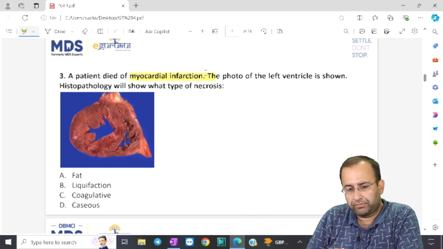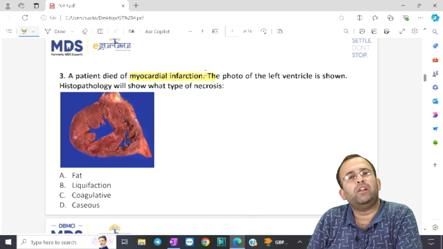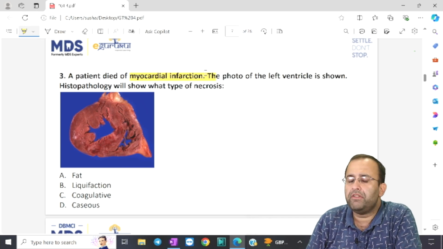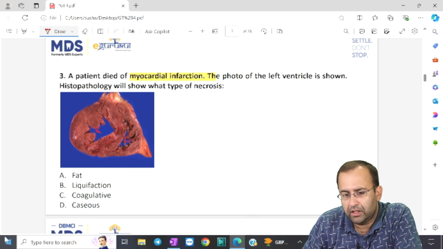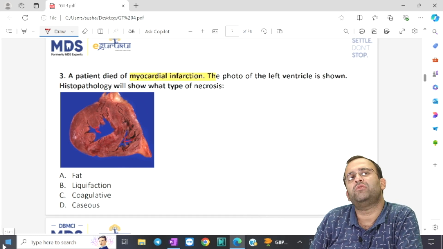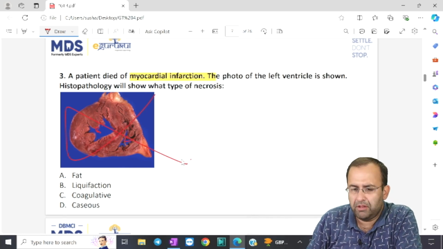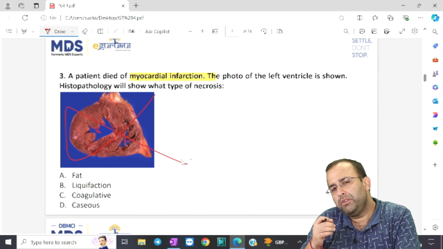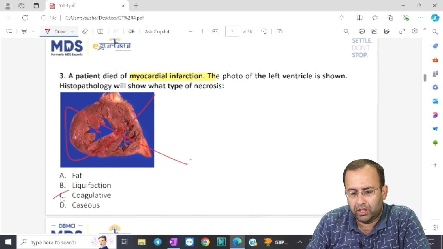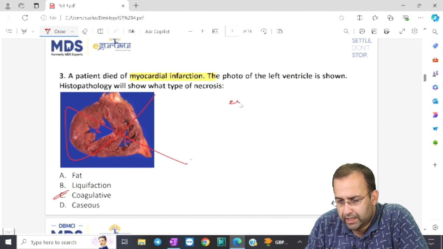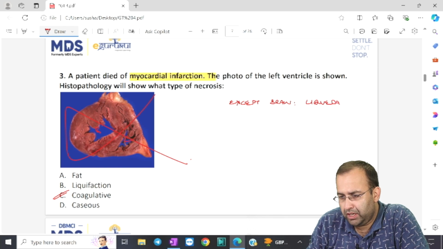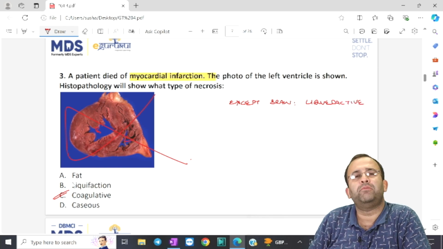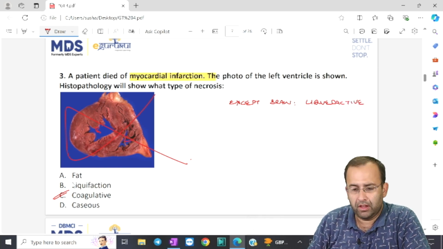Path micro. Patient died of MI, myocardial infarction. Left ventricle, the image is given to you. You very well know this is left, this is right, the left ventricular image is given. Histopathology will show which type of necrosis? Forget the image. Ischemia of any organ of the body is coagulative necrosis, except brain. Ischemia of the brain is liquefactive necrosis. Ischemia of any organ of the body is coagulative, except brain, liquefactive. Simple.